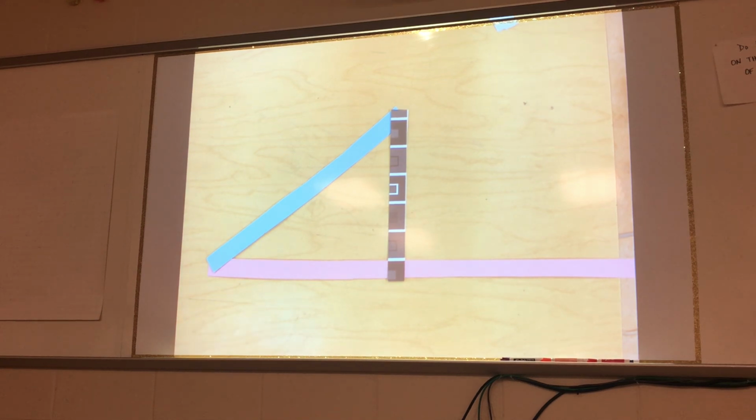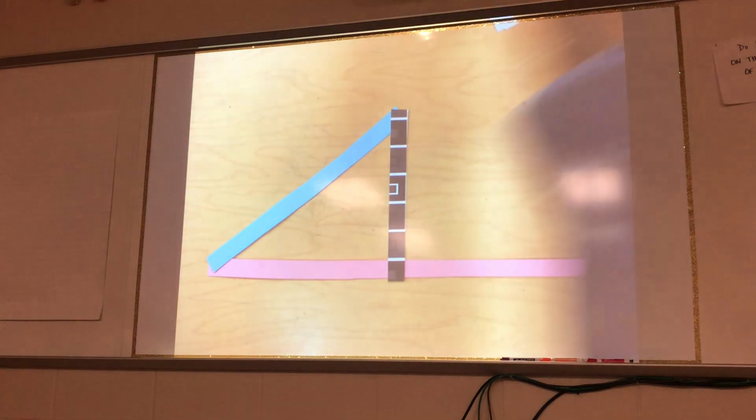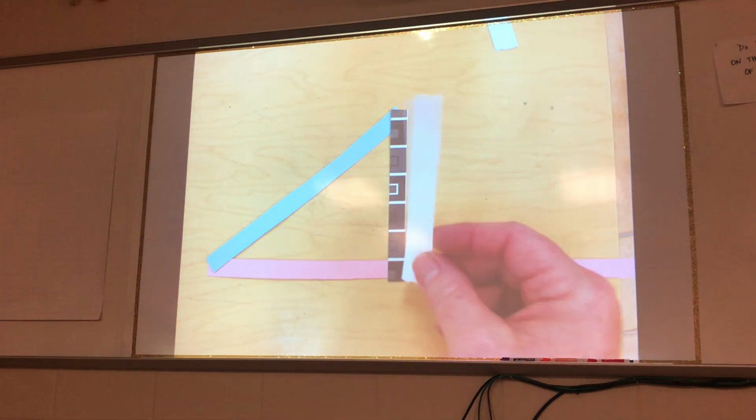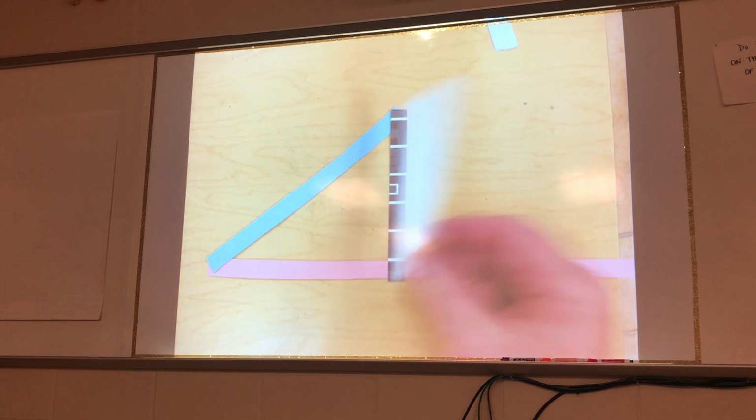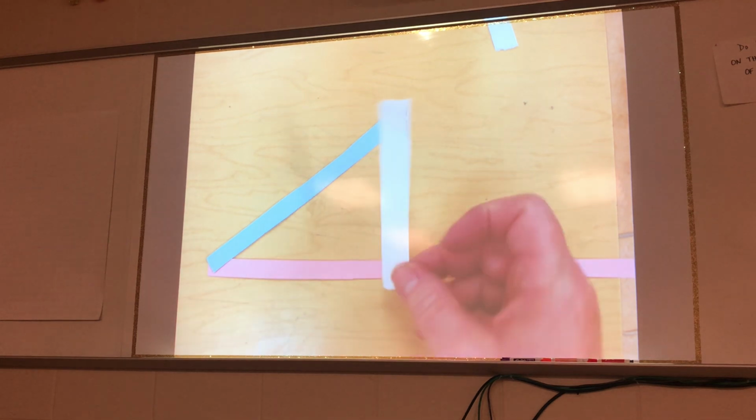Now I want you to form a side A that's the same length as the height. Tear me off one that's the same length as the height. Put it on there, and don't shout the answer out, but I want you to see how many triangles you can make. Tear me a side A that is the same length as the height. How many triangles did you make? One. It's right there on top of the height.